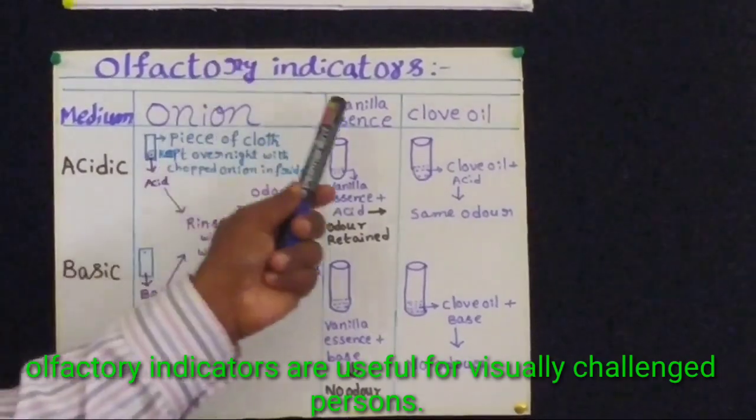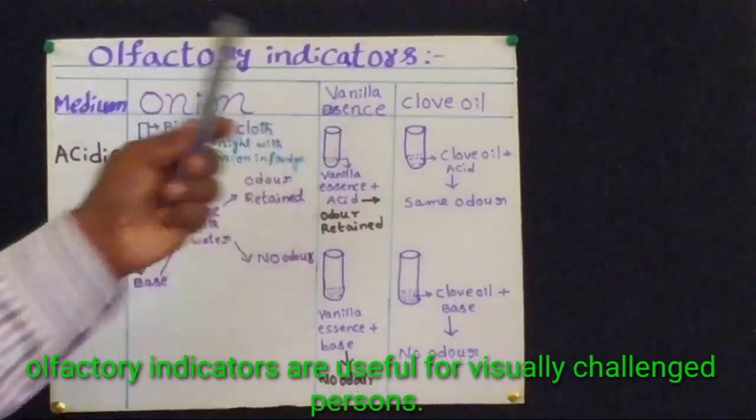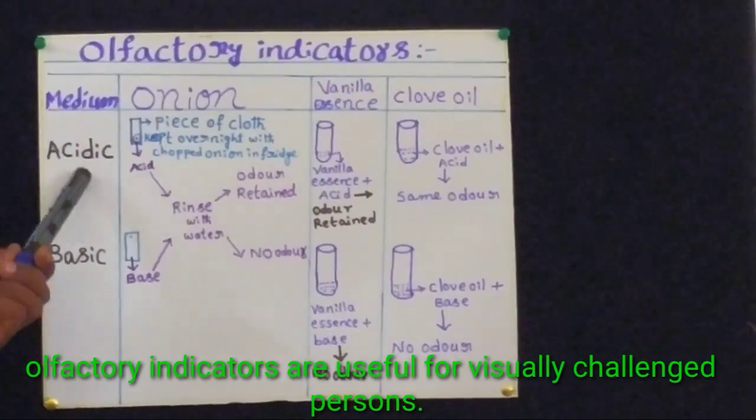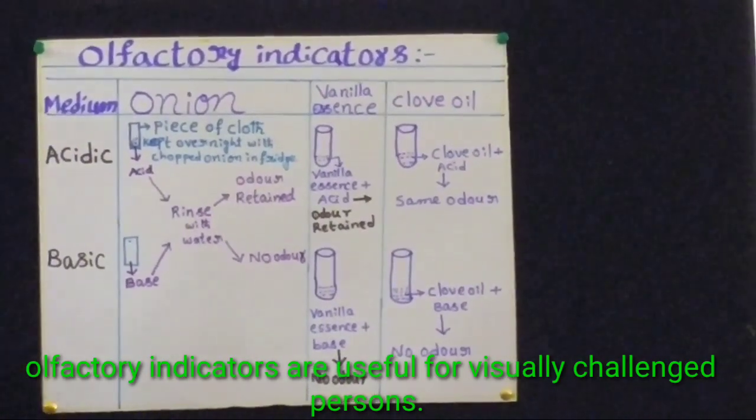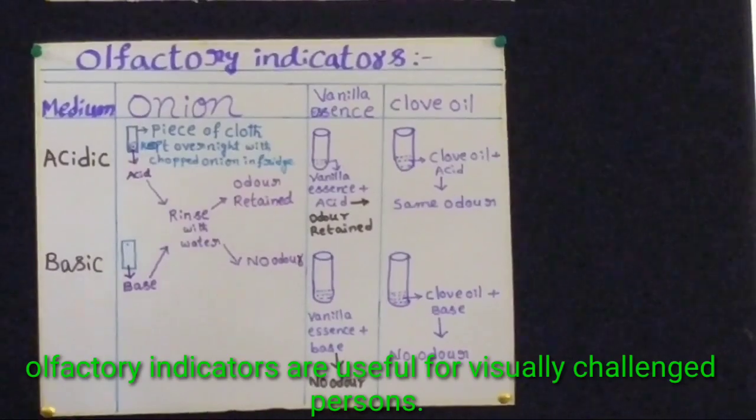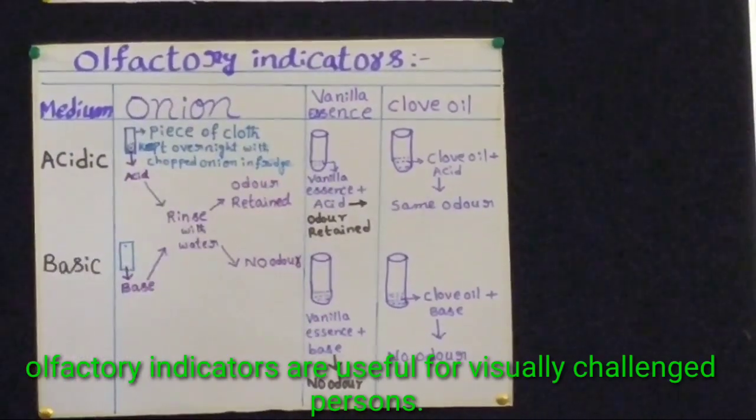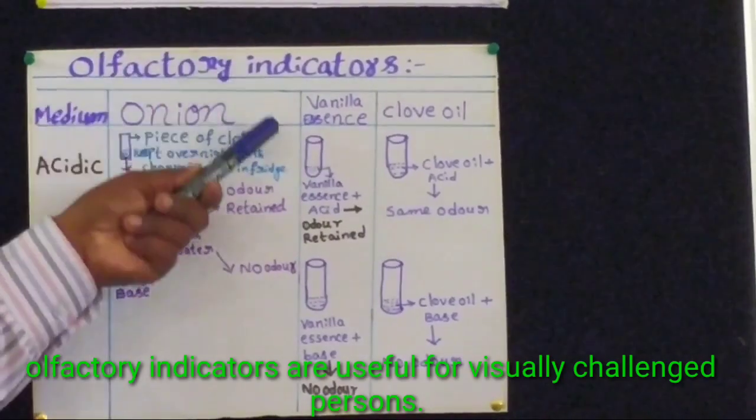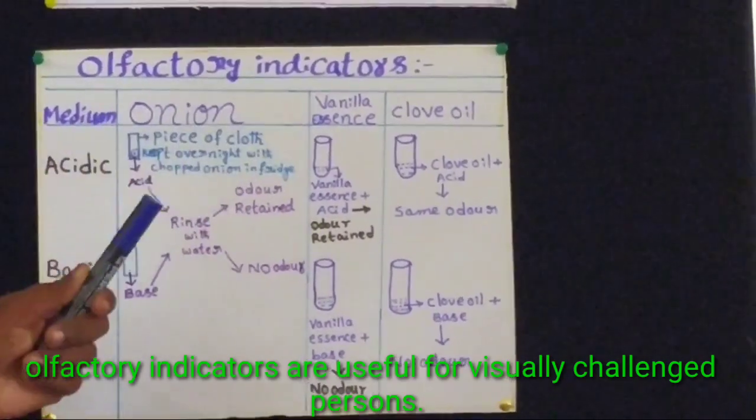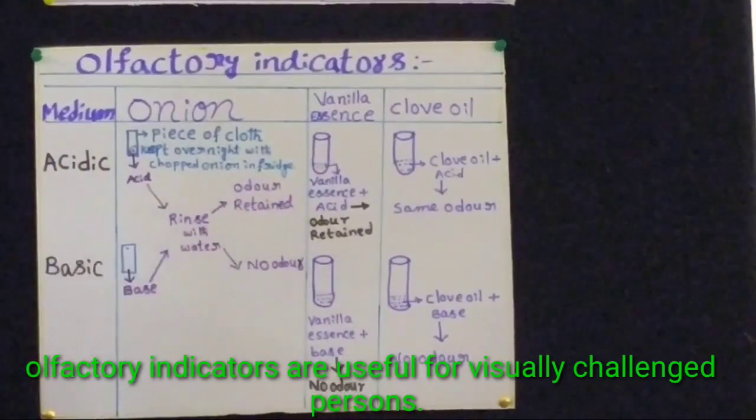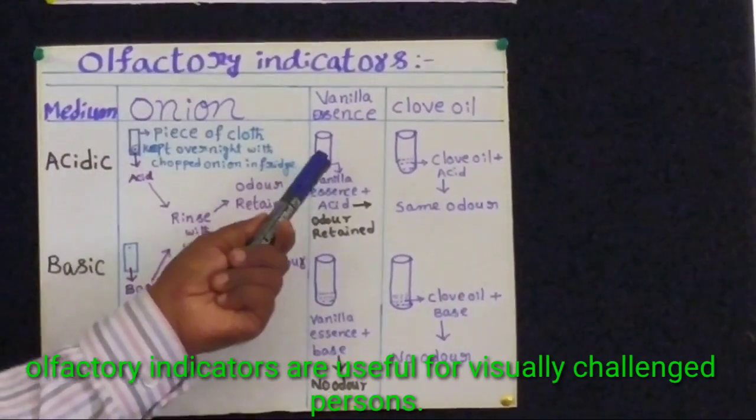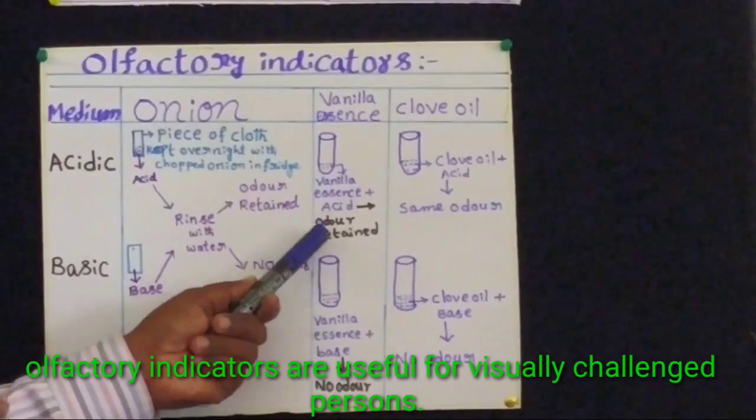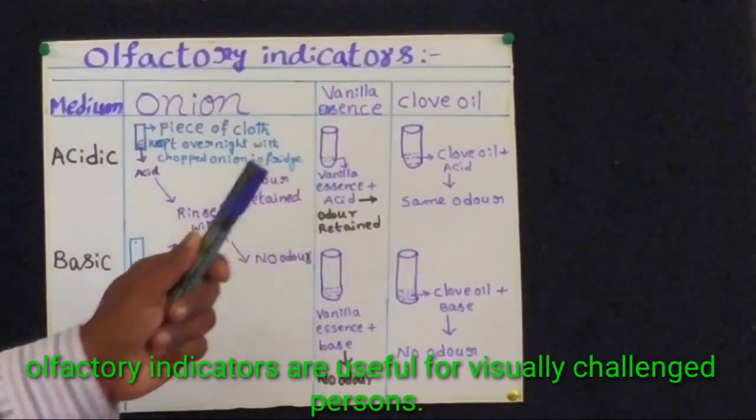Next, vanilla essence. By using vanilla essence also we can recognize whether the given solution is acidic or basic. How do we recognize it? First of all we take a test tube. To the test tube we add 2 or 3 drops of vanilla essence and add acid solution. The vanilla essence odor does not disappear. That means the odor is retained.